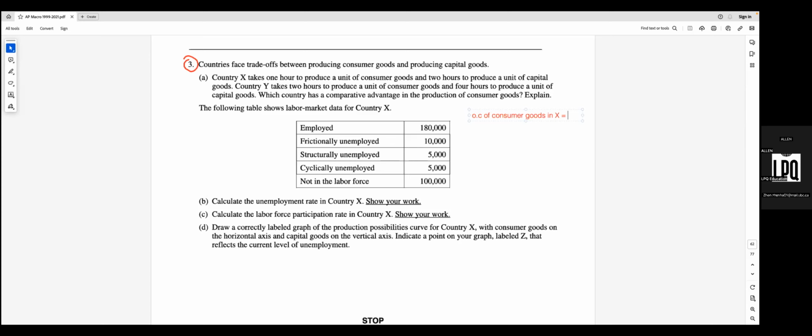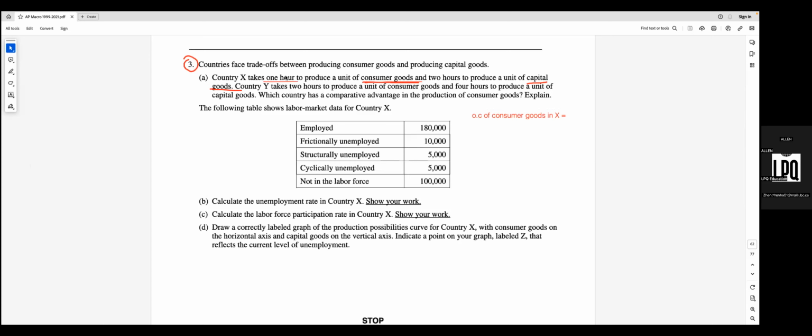Because we need to treat the question as an input table, how you really consider is, in country X, people work 1 hour to produce a consumer good and 2 hours to produce a capital good. So how do you calculate the opportunity cost of producing that consumer good? You just think, if you do not put this 1 hour into producing consumer goods, what else can you do? I already mentioned that your country can only produce two things. If you don't produce consumer goods, the other thing you can do is produce capital goods.